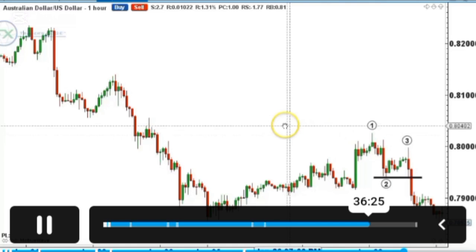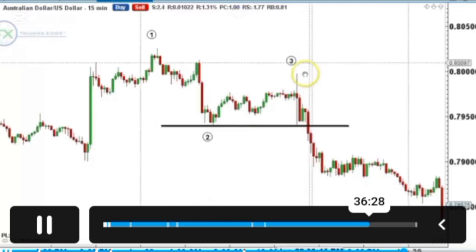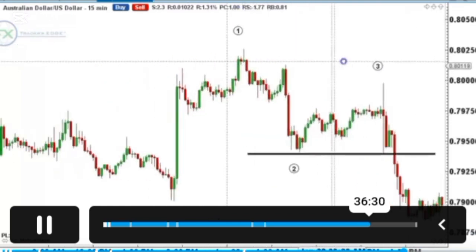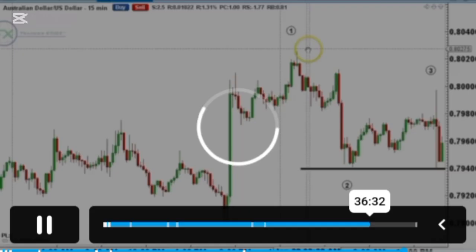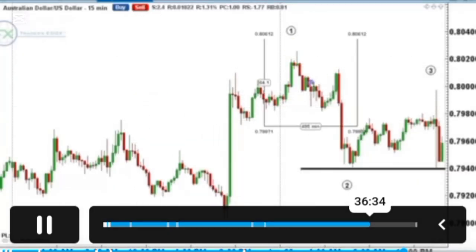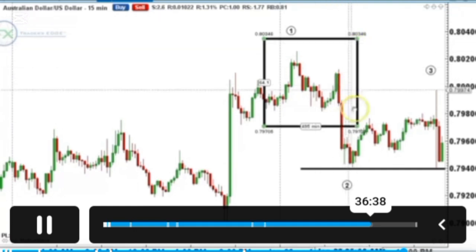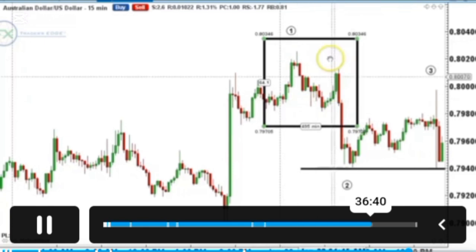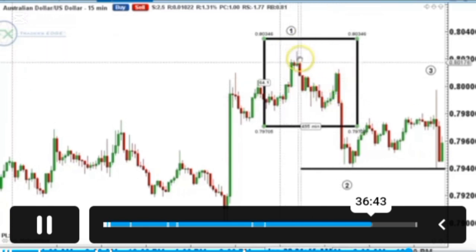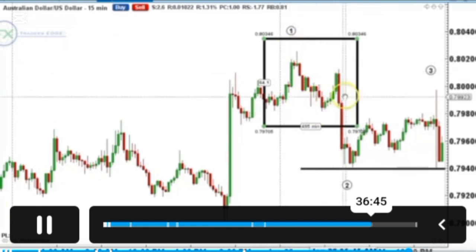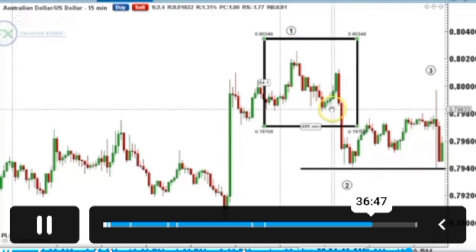Let's move down to the 15-minute chart and see what I mean here. Notice this is the new 1, 2, 3 reversal pattern. We have between 10 and 20 candles here, and this illustrates getting a better entry.